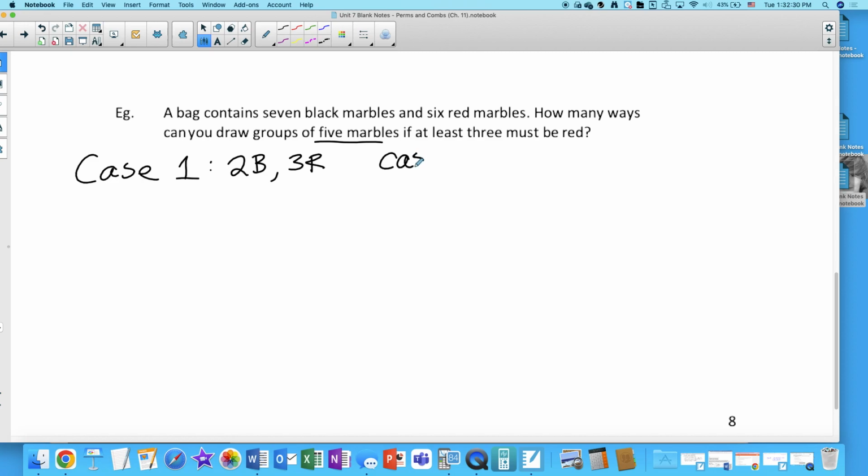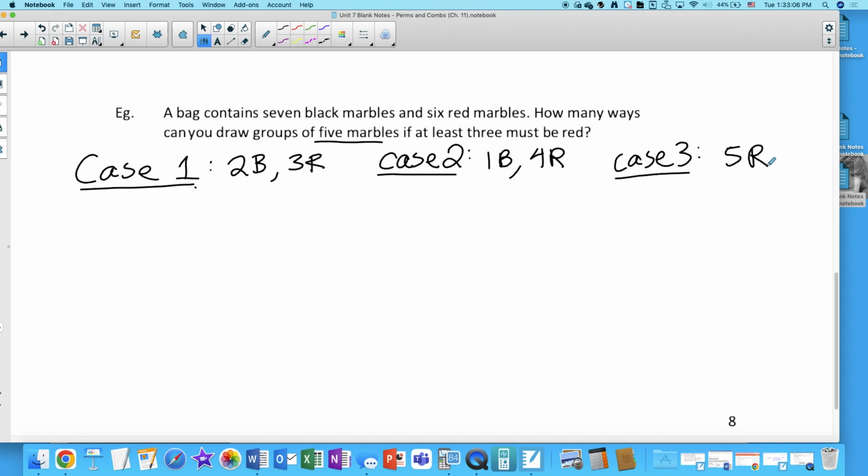Case 2. We need at least 3 to be red. You could have 4 red. Yeah, that's right. So you could have 1 black and 4 red. And then case 3 is 5 red. Okay. So this first one, 2 black. We've got 7 black.